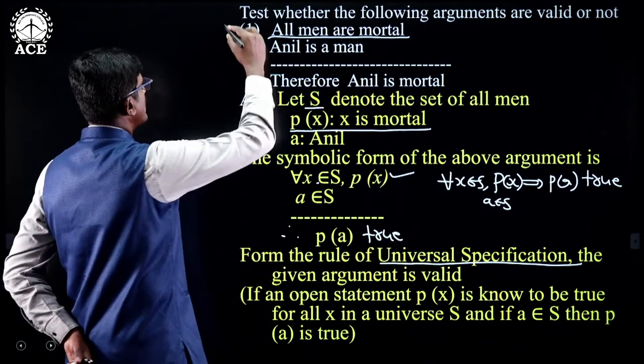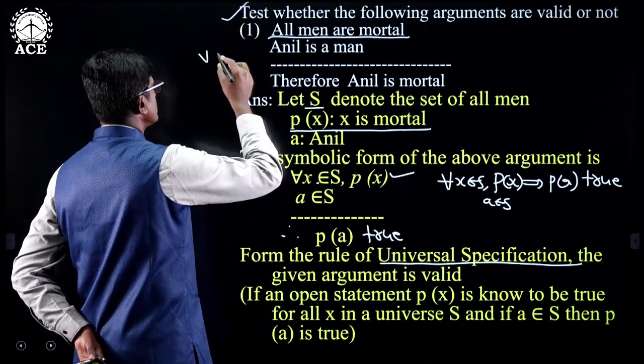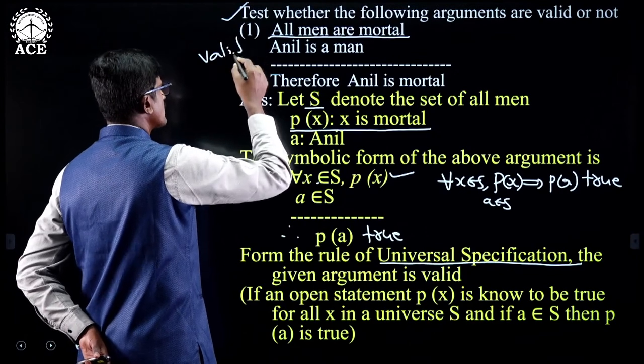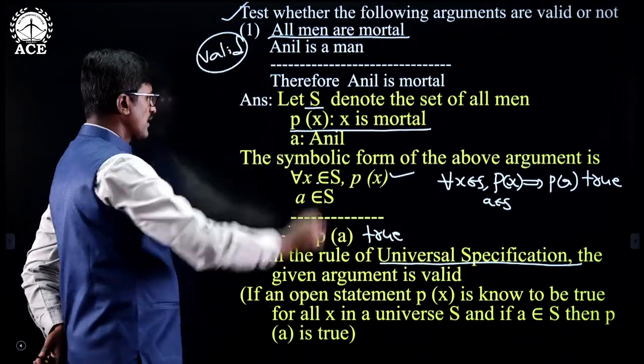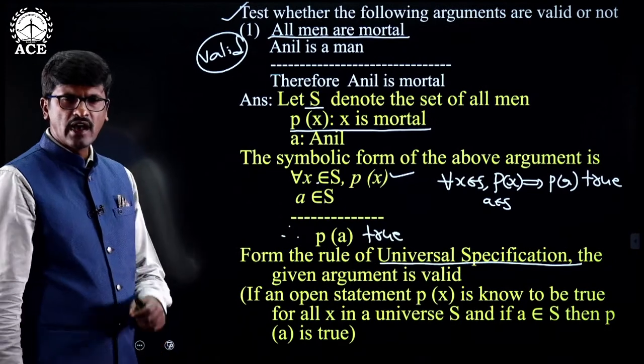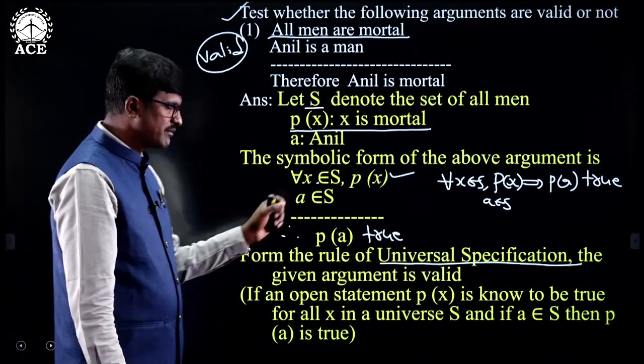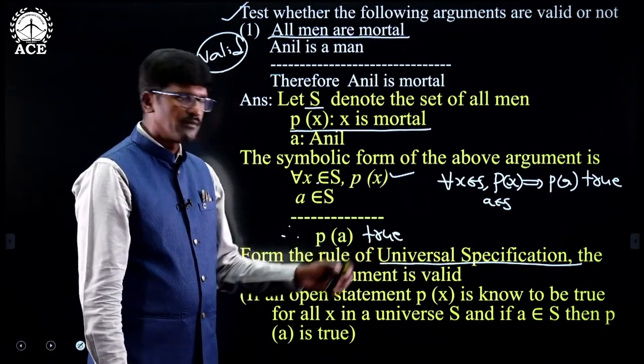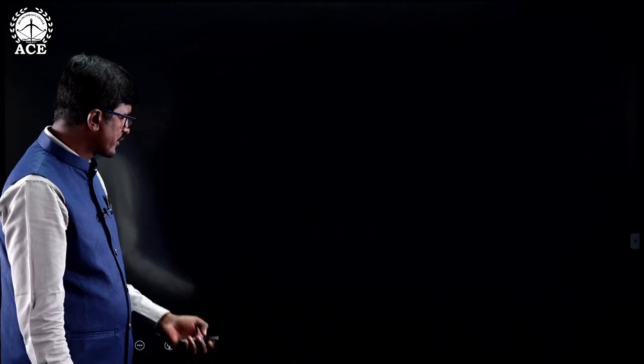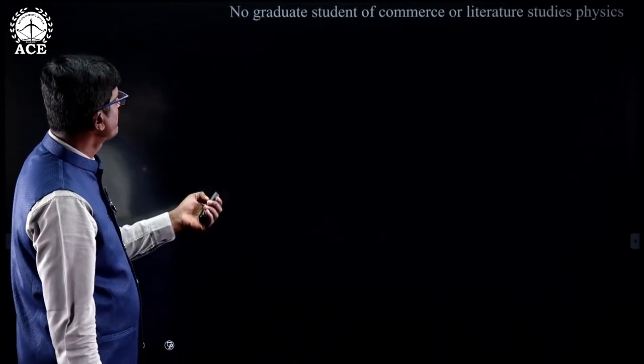Therefore, the given argument is valid. So how is it valid? If all men are mortal and Anil is a man, then Anil must be mortal with the help of the rule of universal specification. Now I'll see one more example.